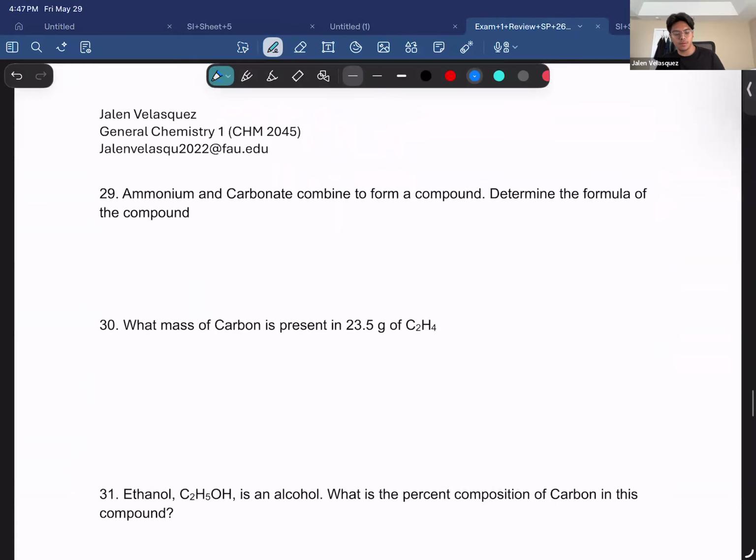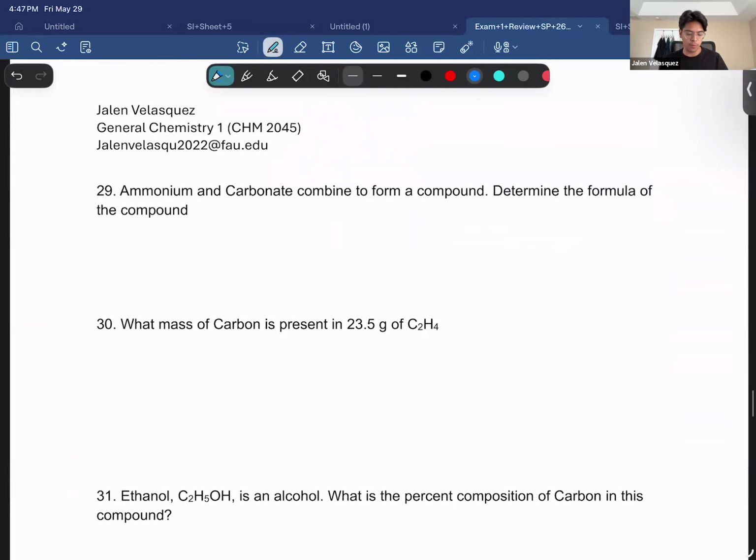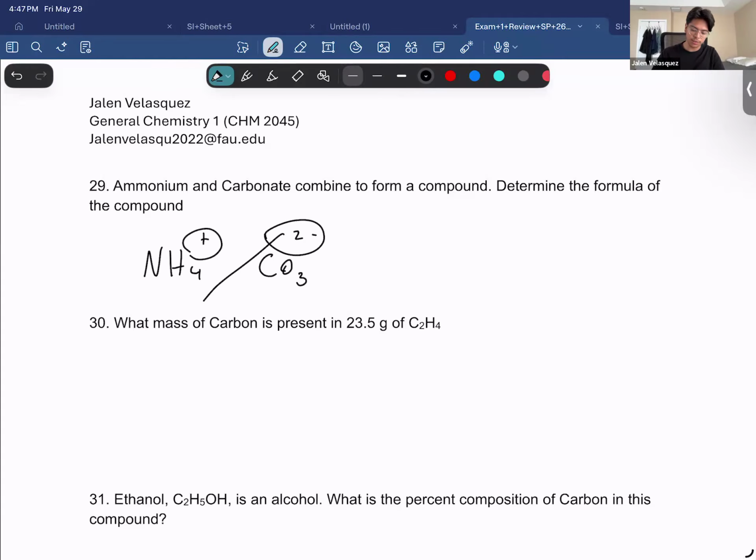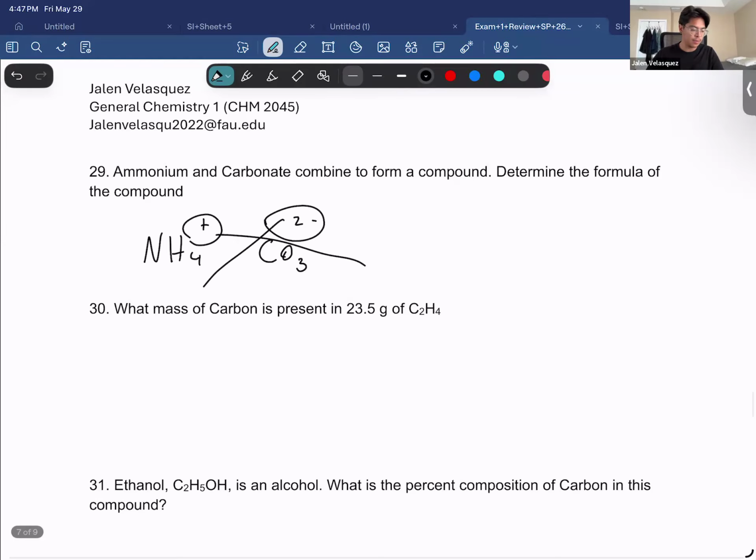Okay. So this is another naming or writing the formula one. Ammonium and carbonate combine to form a compound. Determine the formula for this compound. Ammonium and carbonate are two polyatomic ions, which you should know. Ammonium is NH4 plus, carbonate is CO3 2 minus. So you drop and swap those charges. The formula here is going to be (NH4)2CO3, so two ammoniums and then one carbonate.